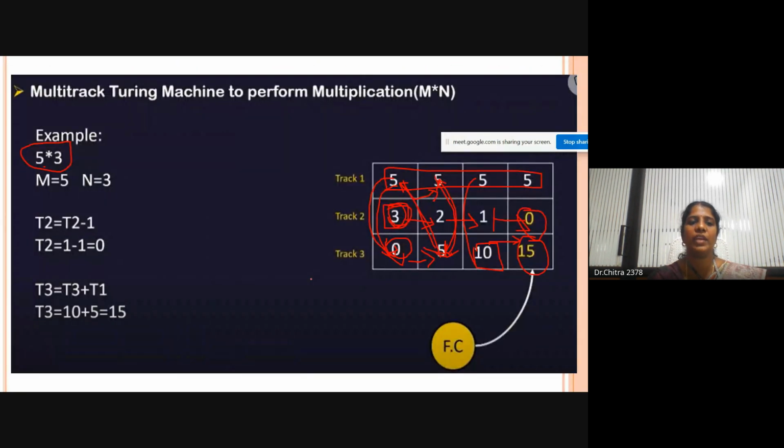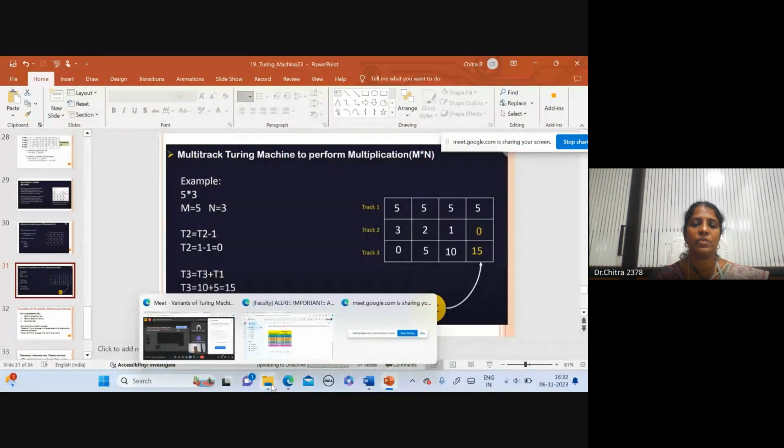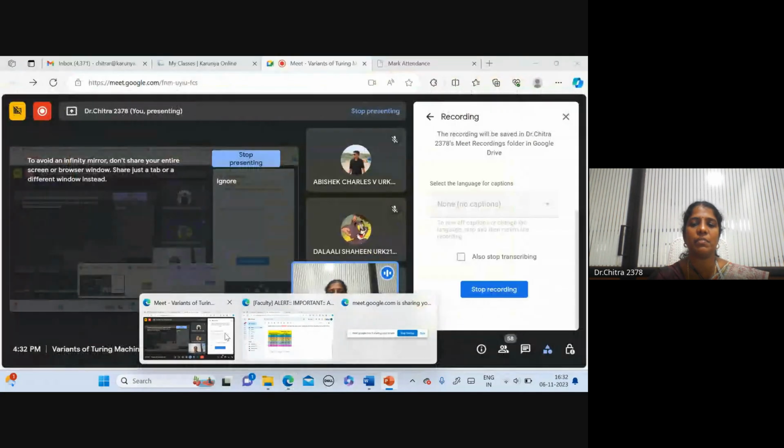These are all about the variants of Turing machines. Next class, we will see the different types of languages that can be accepted by the Turing machine.